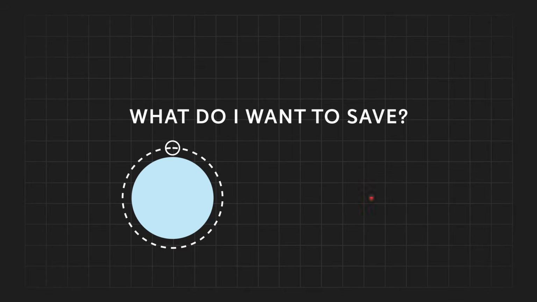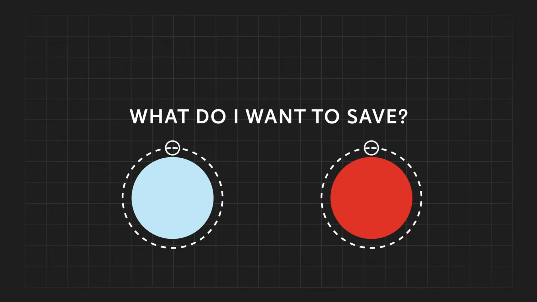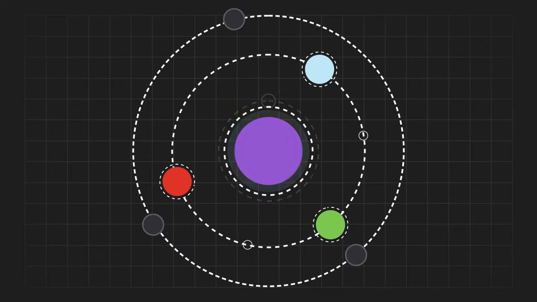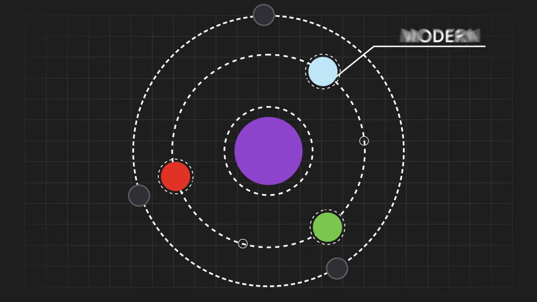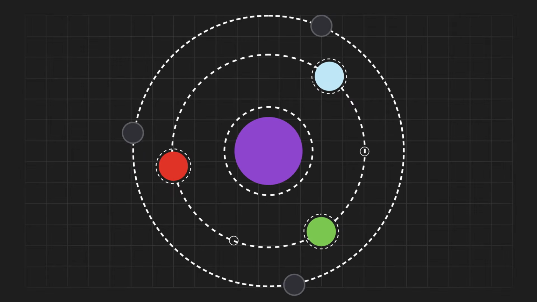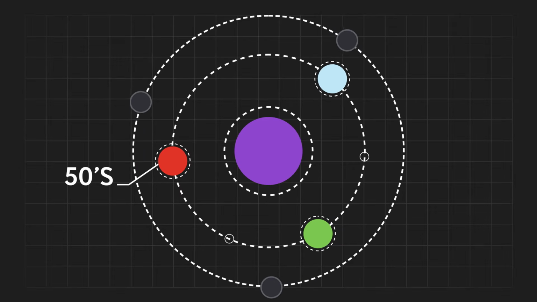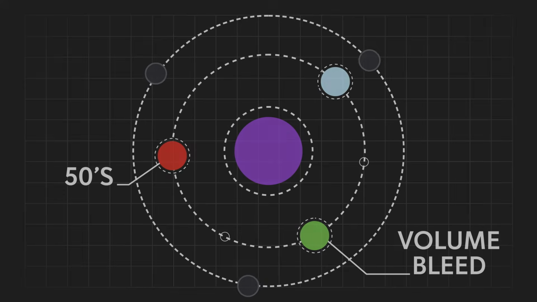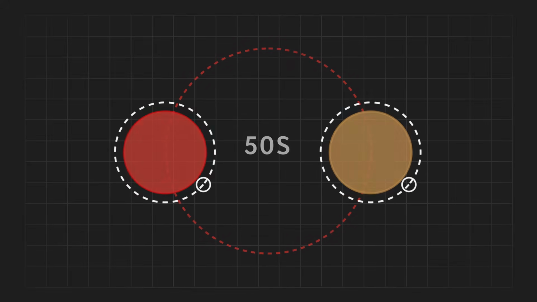So whenever you're choosing a circuit, you want to ask yourself one simple question: what do I want to save? Do I want to save lows or do I want to save highs? Now, if you choose lows, then you can stop right here, as you have chosen modern, which is a low-pass filter. If you want highs, then you're left with 50s and volume bleed. So what's the difference? Basically, it's the tapers.